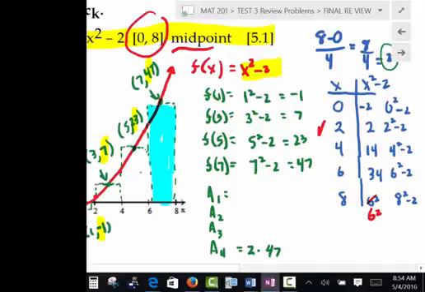Now when you go to the next one, once you see the pattern, it's easy. The next rectangle, this one, we'll call that one A4, this one A3, so its base is 2 again.